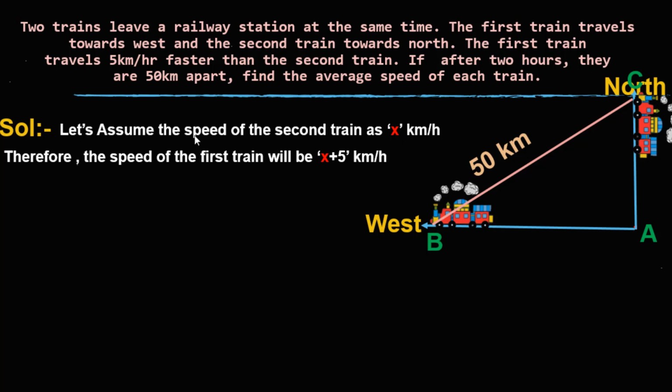So now we have the speed of the second train as x kilometers per hour and the speed of the first train as x plus 5 kilometers per hour. Now both these trains have traveled for 2 hours.